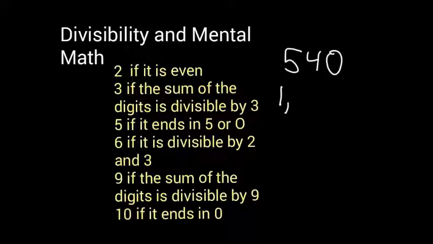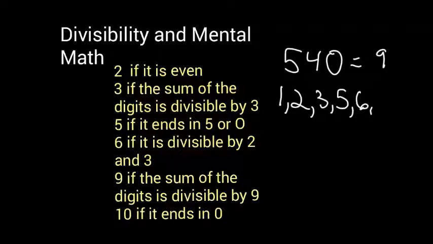So 2, it's even. Well, it ends in a 0, so it's even. So it's divisible by 2. 3, we have to add the digits. So 5 plus 4 is 9, plus 0 is 9. So the digits sum equals 9, and 9 is divisible by 3. It ends in a 0, so it's divisible by 5. It's divisible by 2 and 3, so it's divisible by 6.